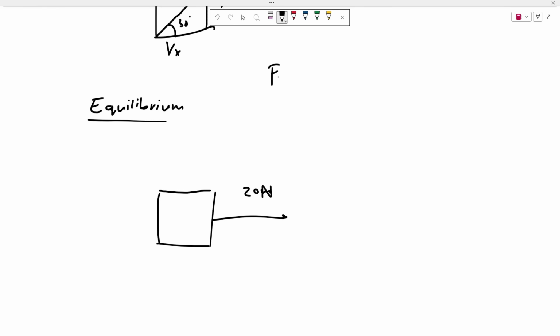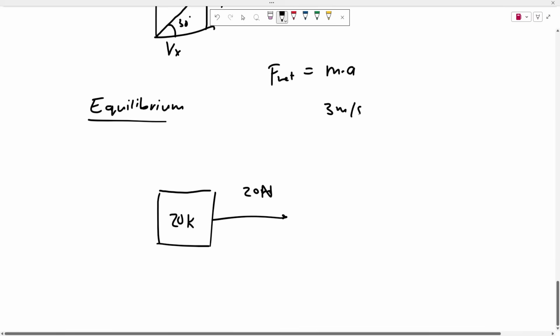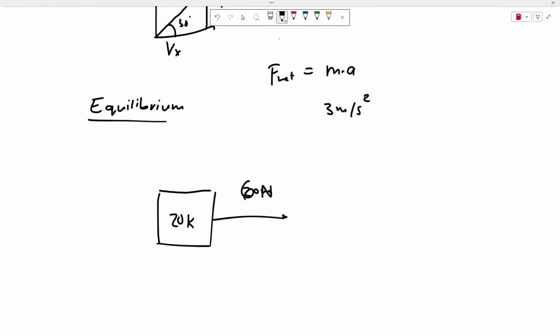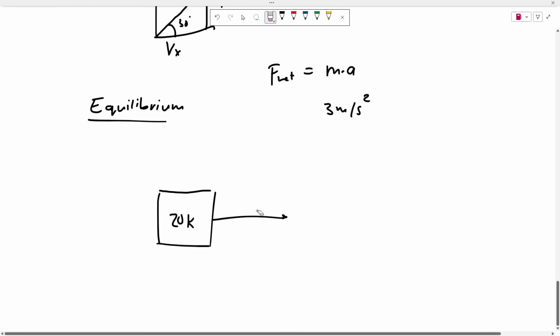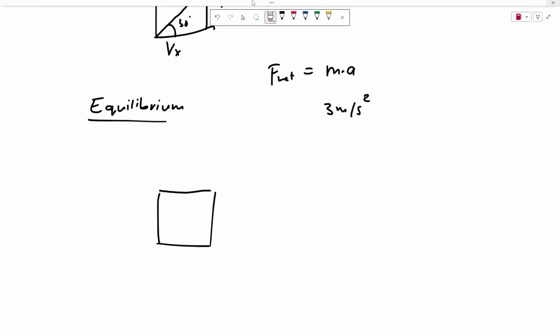Remember that the net force, or F net, is the sum of all forces here, or it's just the mass times the acceleration. So if this object weighs 20 kilograms and it's being accelerated by 3 meters per second squared, you can find that the net force here is actually going to be 60 newtons in the direction that it's being accelerated, okay? So that's the net force. Pretty easy.